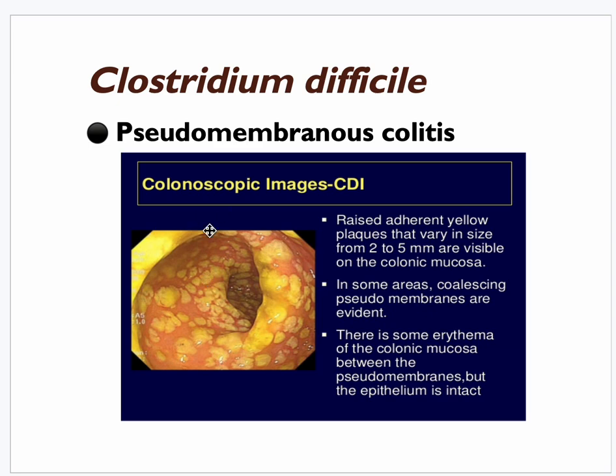So, ayan siya. When you do colonoscopy, so there are raised adherent yellow plaques that vary in size from 2 to 5 millimeters that are visible in the colonic mucosa.